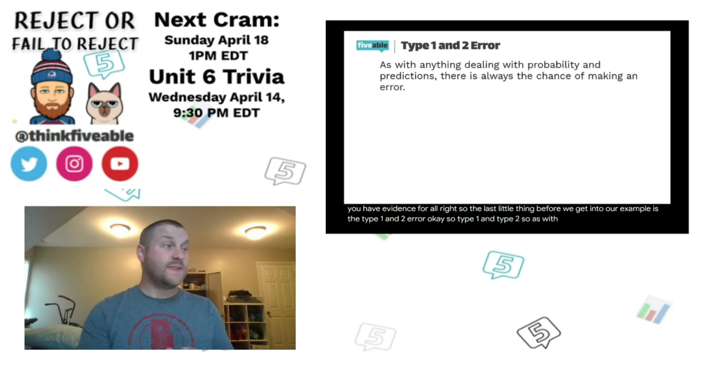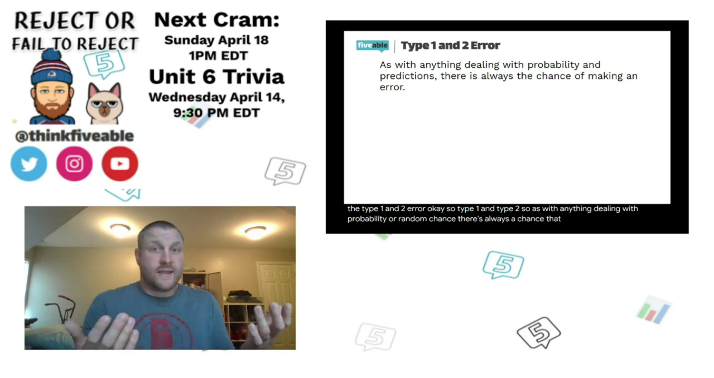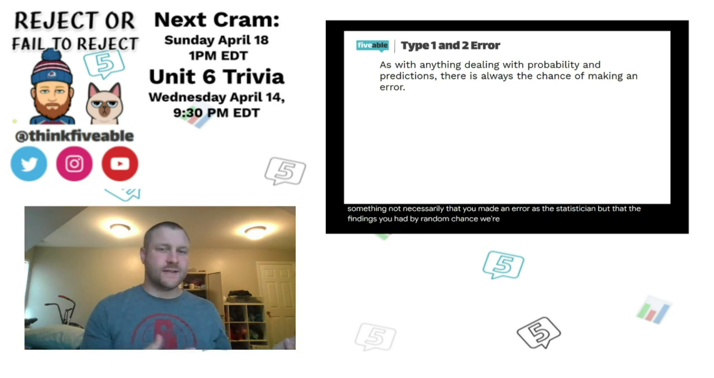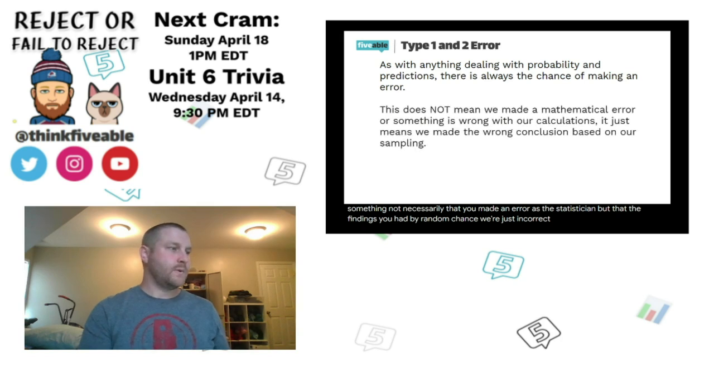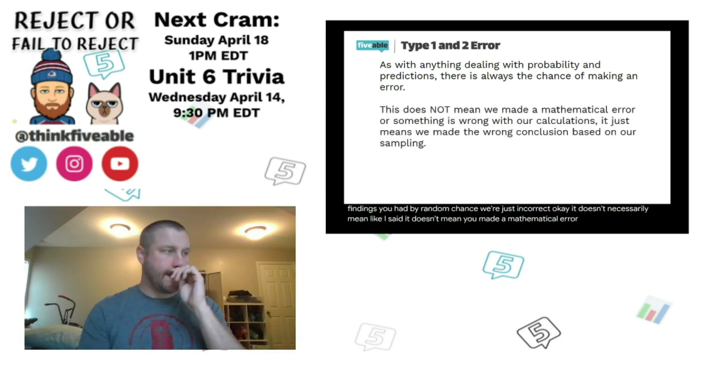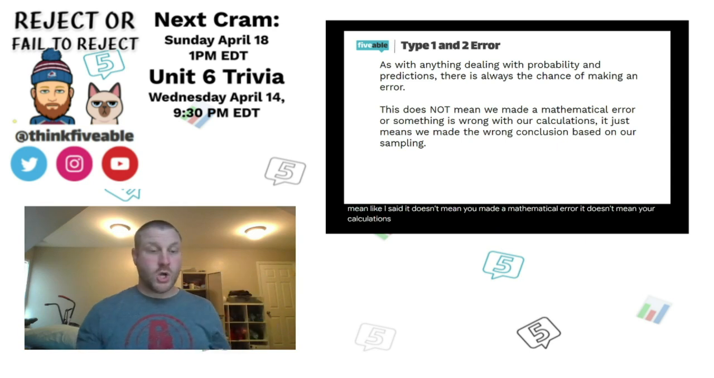As with anything dealing with probability or random chance, there's always a chance that you made an error. Not necessarily that you made an error as the statistician, but that the findings you had by random chance were just incorrect. It doesn't mean you made a mathematical error. It doesn't mean your calculations were wrong, you didn't do the standard deviation wrong, nothing like that.